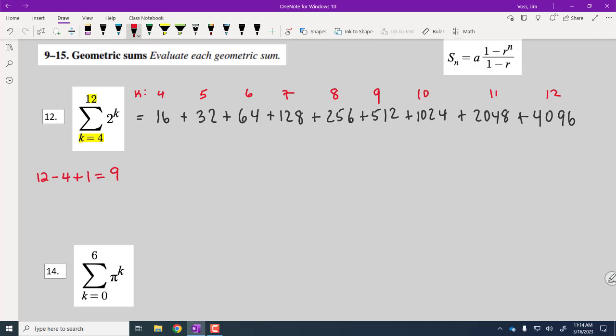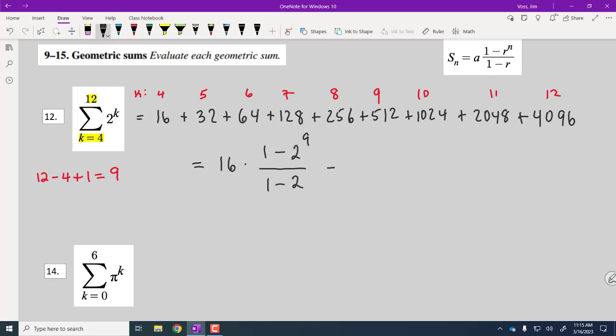Now, who the heck wants to add all those? No one. So all we have to do is use our partial sum formula. This is our partial sum formula. A is the first term, no matter what the k is. A always represents the first term, and it doesn't matter what the k was to generate it. So 16 multiplied by 1 minus, common ratio is 2, to the n, which is 9, over 1 minus r. That is going to be the sum of this series.